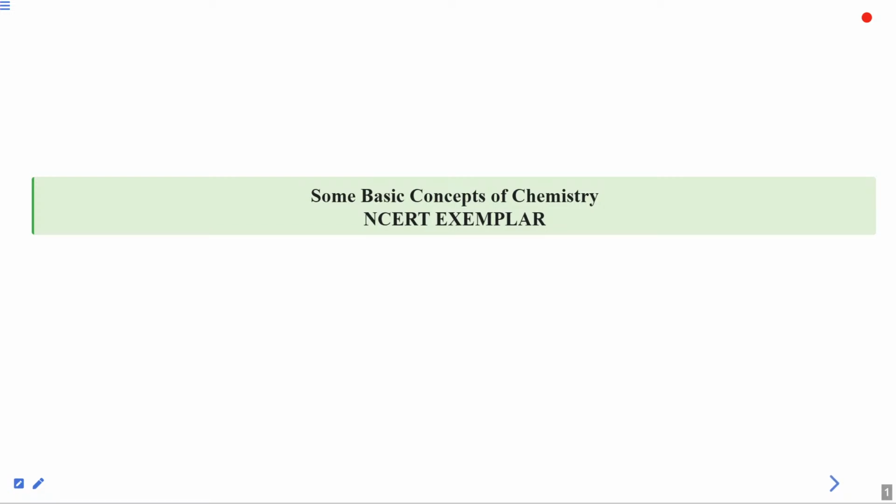Hello students, welcome back to the class. Today we will see the NCERT exemplar of some basic concepts of chemistry.